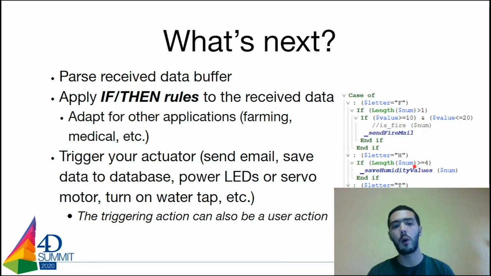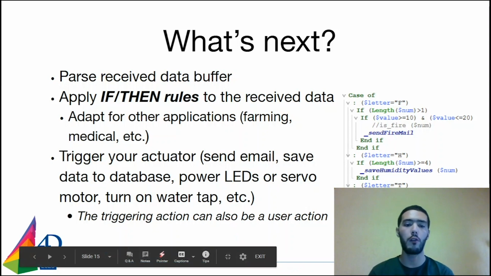So once we have applied these conditions, we trigger our actuator. In this case, as we have seen, it could be sending a mail, saving the data to the database. We could power a LED or a servo motor. We could turn on or off a water tap, etc. It's really up to our imagination. It's really up to our application. This becomes really extensible. This becomes really general to any other fields. So, of course, the triggering action of an actuator can also be a user action.